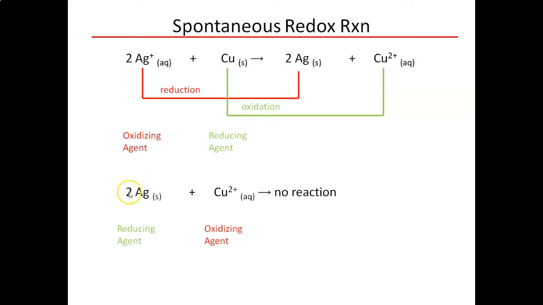Elemental silver cannot undergo reduction. It cannot gain any more electrons because it's elemental. Elemental metals want to lose electrons.